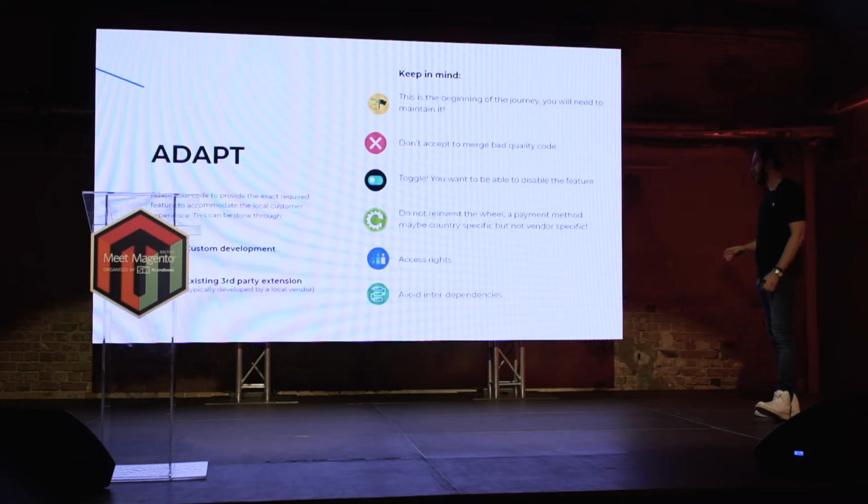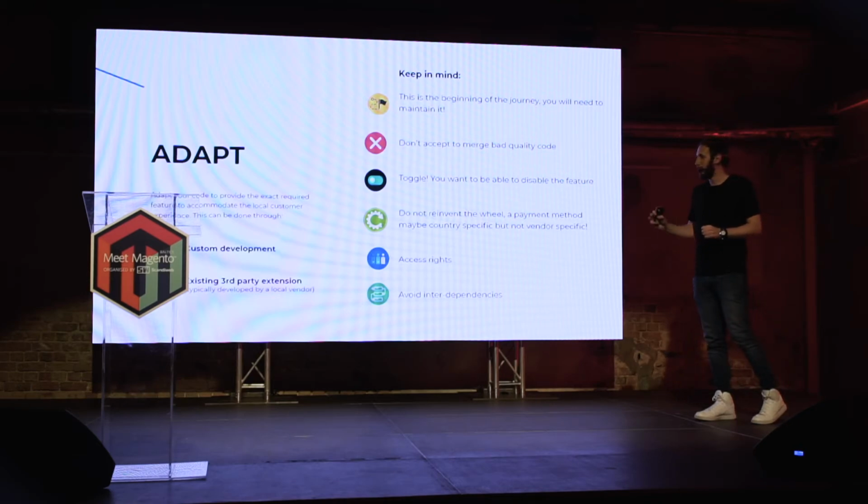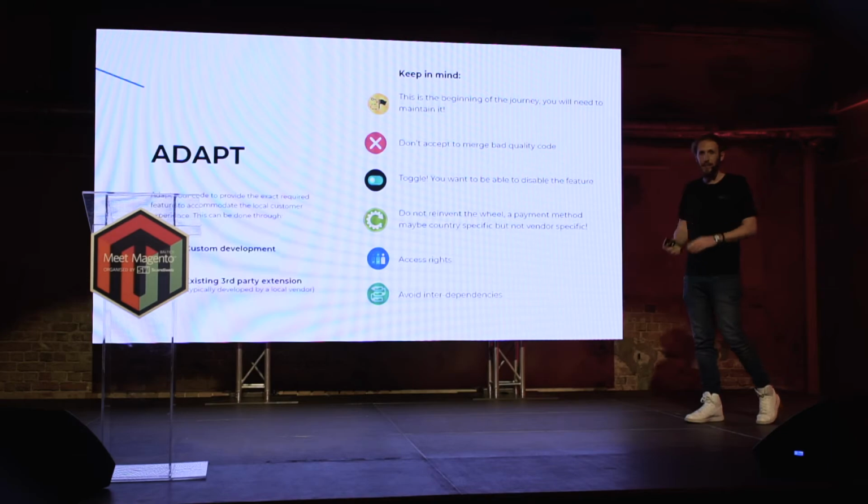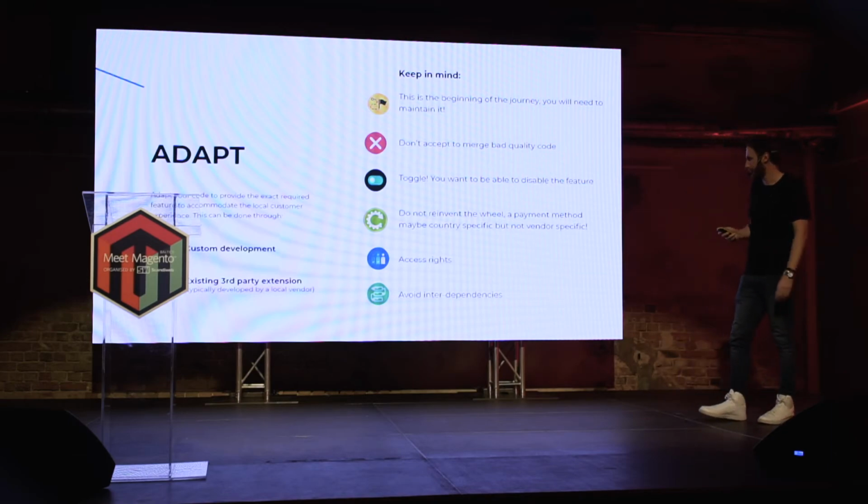And the last one can be quite key as well: avoid interdependencies. Avoid importing a third-party extension, or coding something, that is dependent on another feature, because this is the beginning of the troubles. So if your VAT on shipping rates depends on the extensions that you took to manage shipping rates, it starts to be complicated. So this is for adapt.